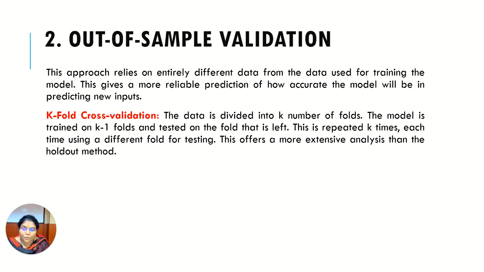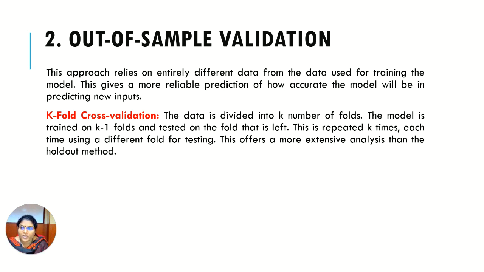And the second method is out of sample validation. This approach relies on entirely different data from the data used for training the model. So this gives a more reliable prediction of how accurate the model will be for predicting new inputs. One of the famous methods used here is k-fold cross validation. Here the data is divided into a number of folds, depending upon the k value.